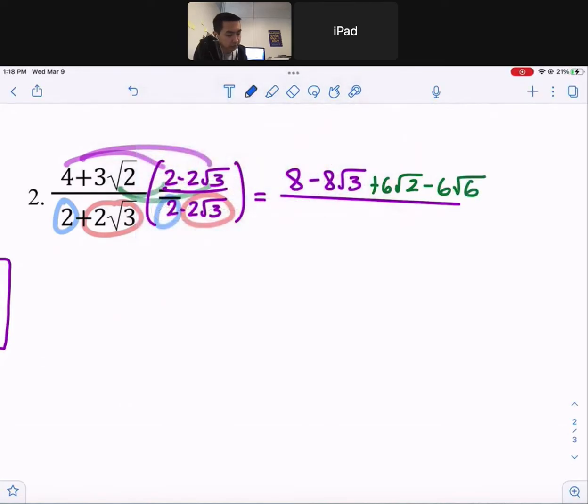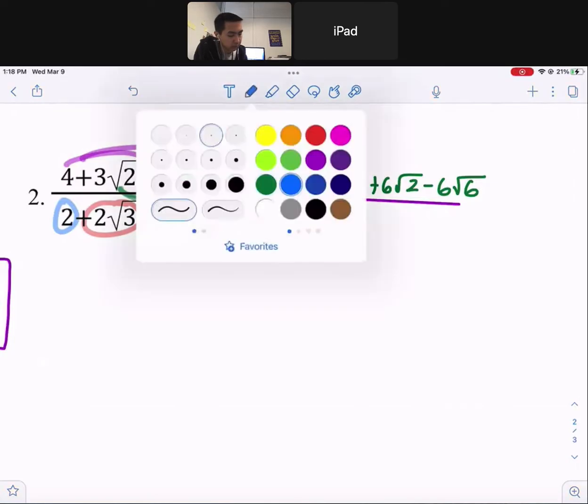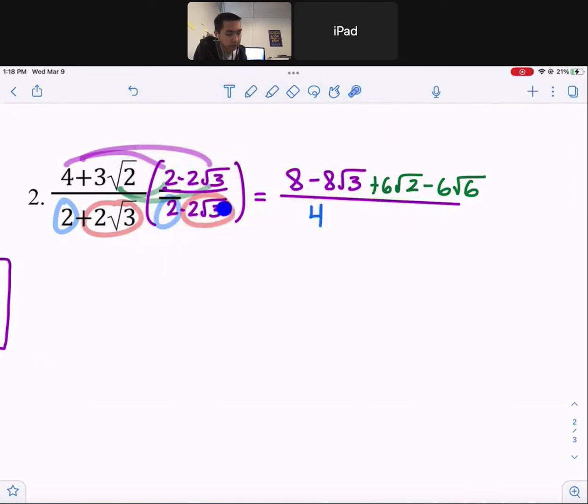Blue 2 times 2 for the blues is 4. And for the reds, you guys, 2 rad 3 times negative 2 rad 3. Well, positive times a negative is a negative. 2 times this outer 2 is 4. And square root of 3 times itself, you guys, is just 3.